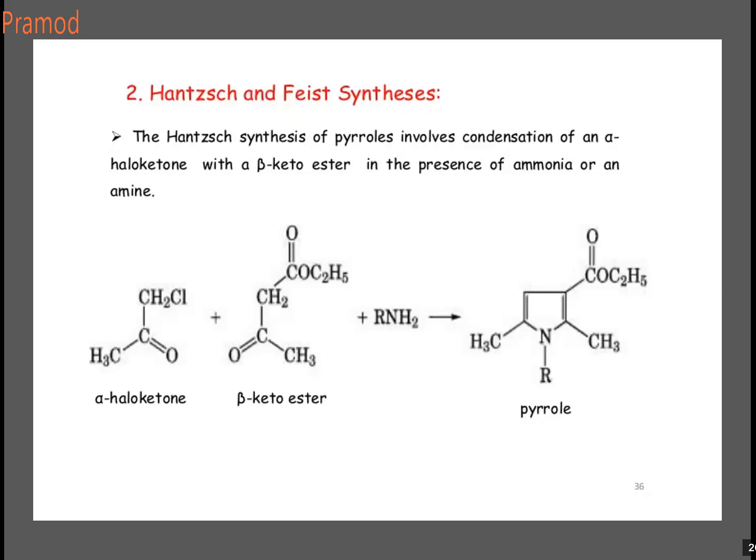If you want a substituted pyrrole at the nitrogen, you take a substituted amine and you will get an N-substituted pyrrole. So depending upon that, you can take either ammonia or a substituted amine. So you get your cyclized product, that is your pyrrole. The reaction mechanism is the same as before. The amine gets added over here, you get an alpha amino ketone. Similarly, in the presence of base, it undergoes cyclization.